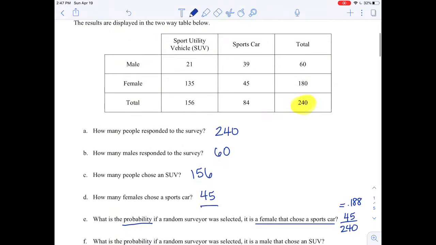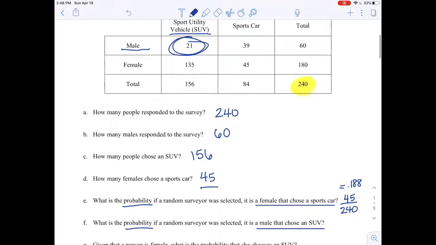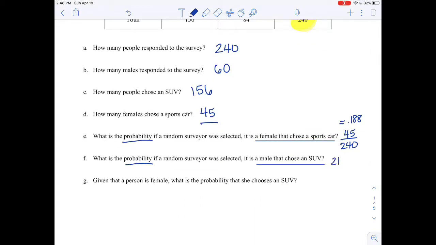Okay, what is the probability that if a random surveyor is selected, it is a male that chooses an SUV? So I'm going to go back over here and I'm going to say, okay, how many males chose an SUV? You can see that that's 21 individuals. So 21 out of the total number of people who responded. That's actually fine if you want to leave it as 21 over 240, or if you wanted to turn this into a decimal, that was 0.088. So roughly 9% of people who responded to this survey were males that chose an SUV.